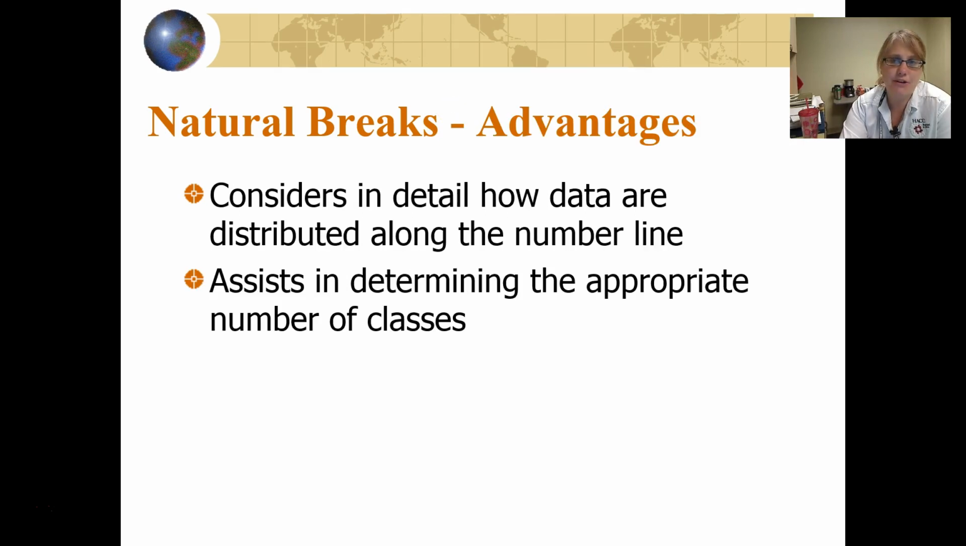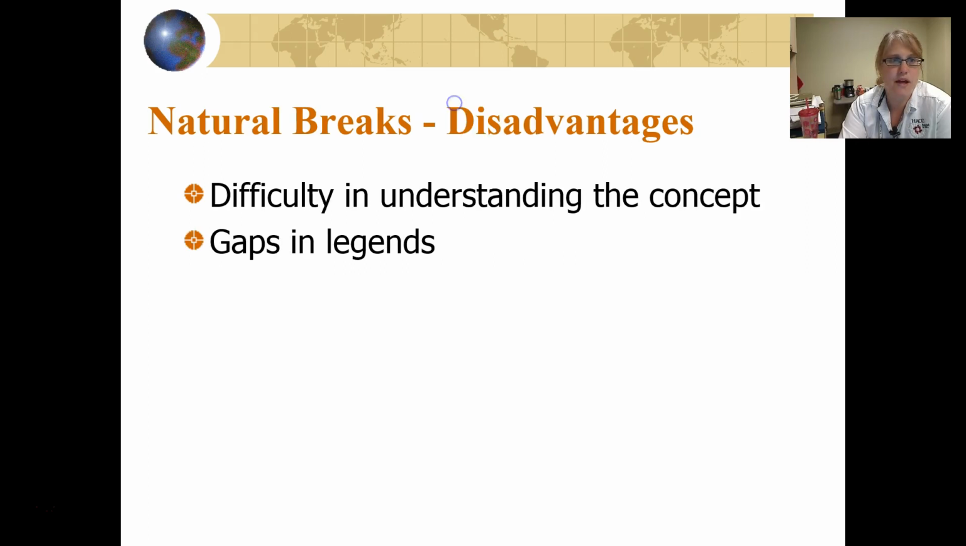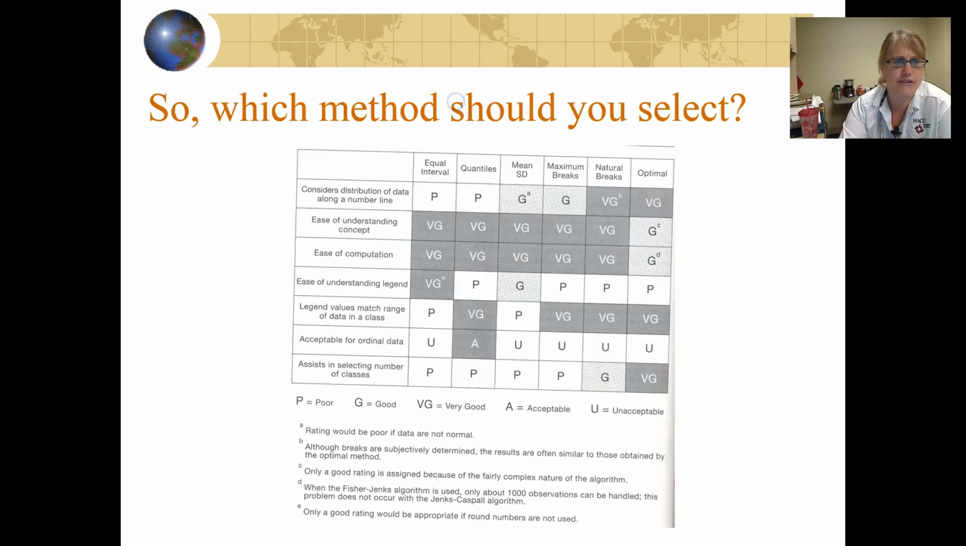The advantages of natural breaks: it considers in detail how the data are distributed along the number line, and it assists in determining the appropriate number of classes. The disadvantages are difficulty in understanding the concept, and that you can actually have gaps in legends, which is something you're not really supposed to do. So those can be some of the disadvantages.